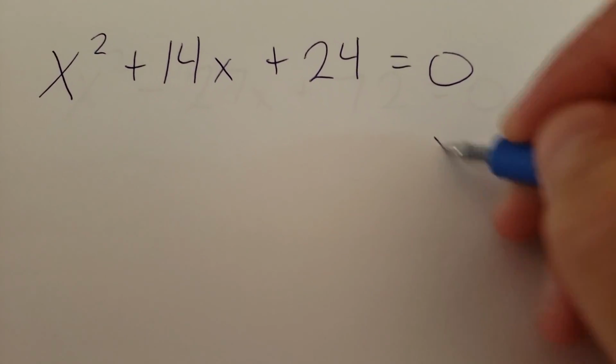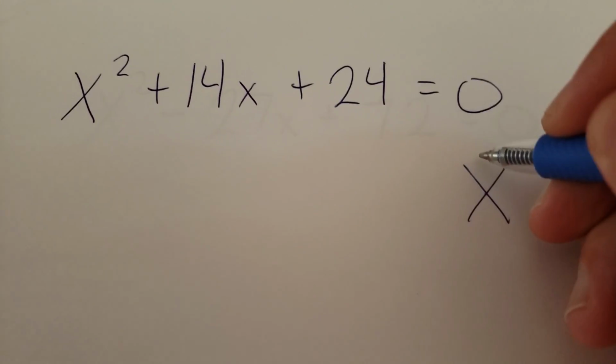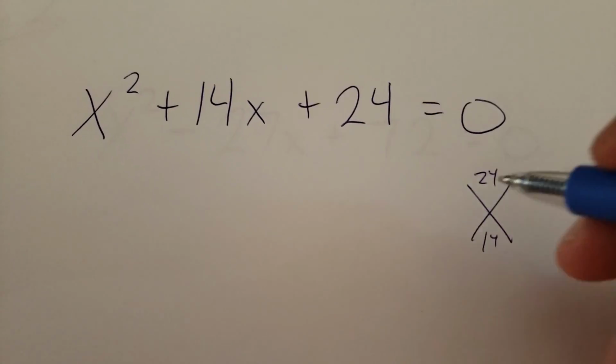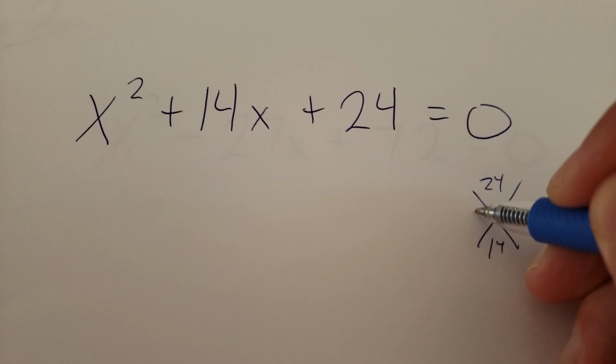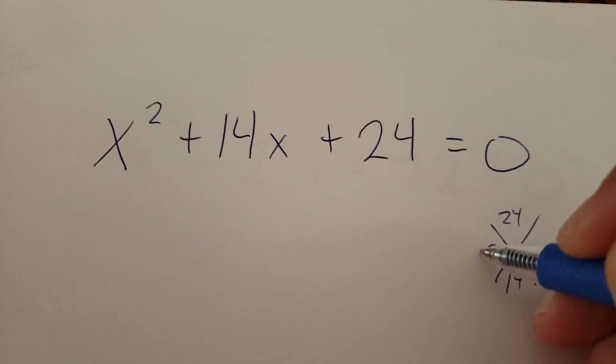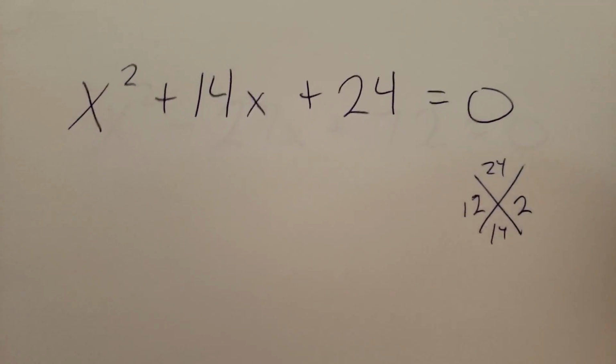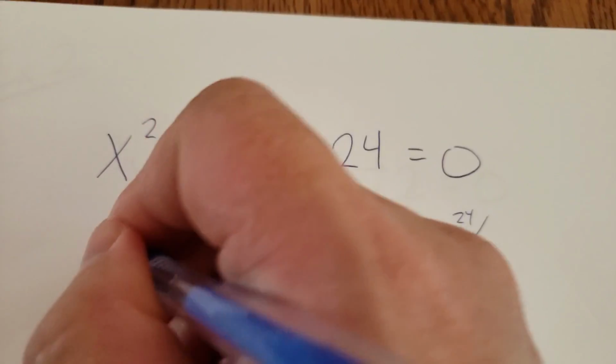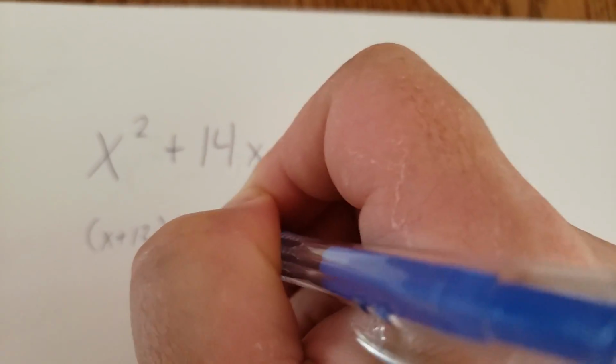So again, I'm going to factor this just like we did before. So 24 up here, 14 down here, and I go through all my ways of making 24. I figure out that it is going to be 12 times 2. 12 times 2 is 24, 12 plus 2, 14. So that makes it x plus 12 times x plus 2.